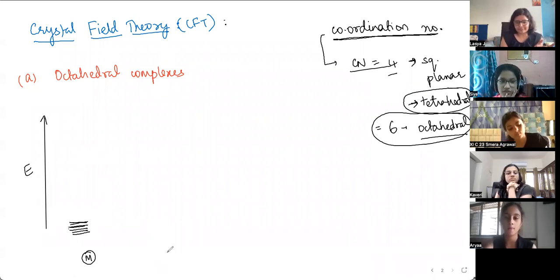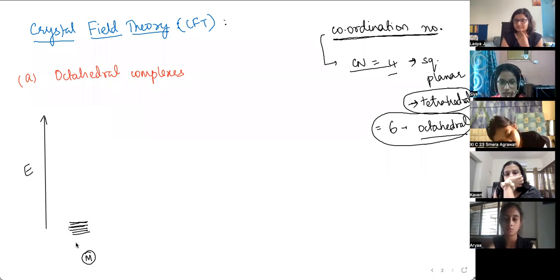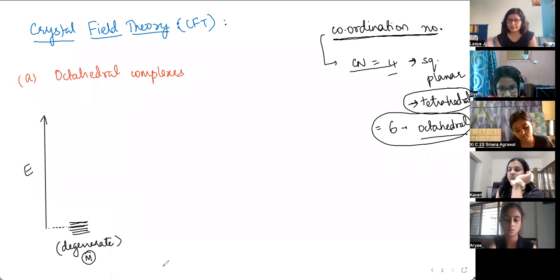Okay, next. Is this like a graph? Yeah. Here I'll be drawing the graph, and I'll also be drawing what is happening in that scenario. So E is for energy. Then what are those lines? I've drawn 5 lines for the 5 d orbitals in the metal atom. Since they all are of equal energy, they're said to be degenerate. Degenerate orbitals matlab all the orbitals have equal amount of energy, the 5 of them.